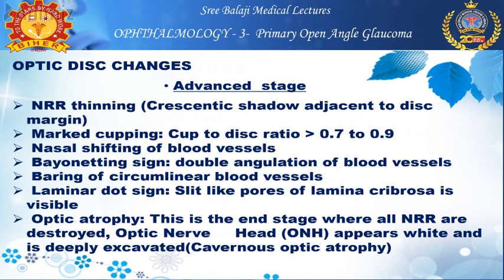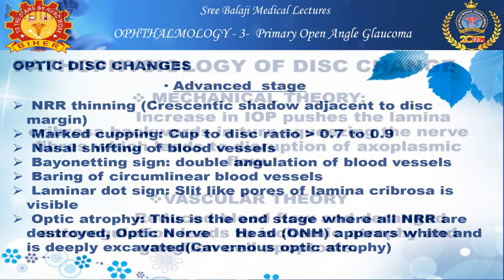The end stage is optic atrophy, where the entire NRR is destroyed and the optic nerve head appears white and is deeply excavated. It is also called cavernous optic atrophy.